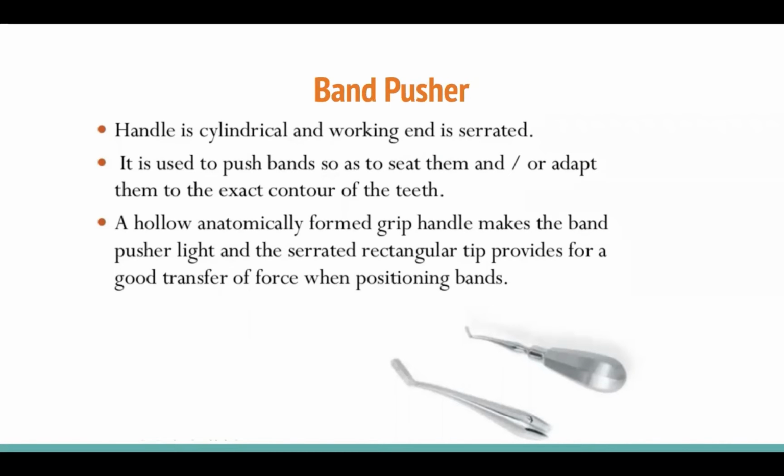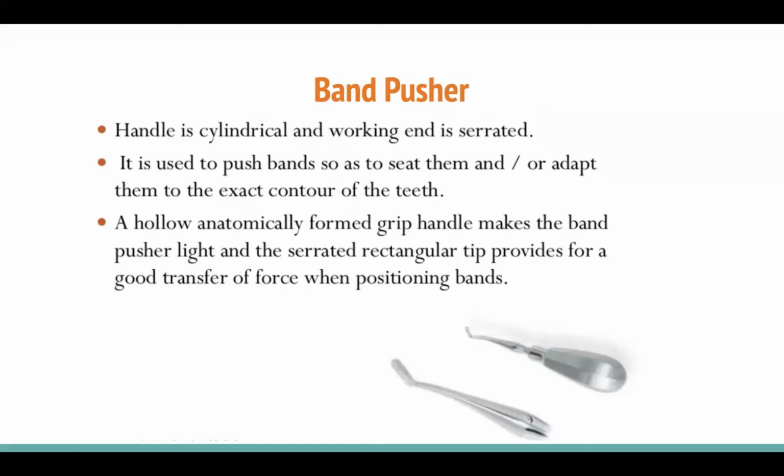Then the second instrument in the banding set is a band pusher. It looks like an elevator, but when you see it, it has a small extending rod with an angled pusher end. This portion, which is not clear in the picture, has serrations, which help in better workability. The handle is cylindrical and the working end is serrated. It is used to push the band to seat it before you ask the patient to bite.